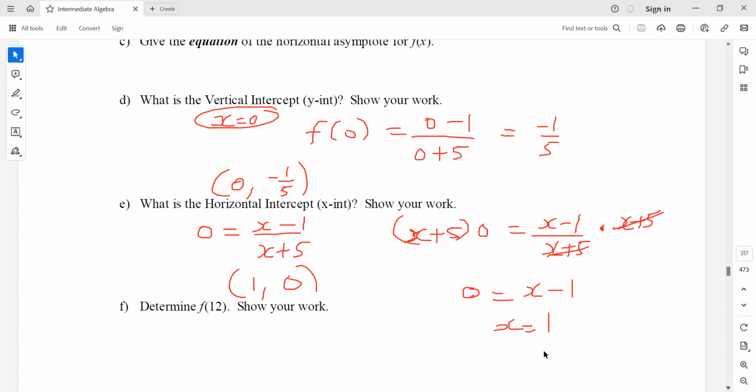Now, what about f of 12? So this equals 12 minus 1 over 12 plus 5, which gives us 11 over 17. And that's it. Now, what about g?